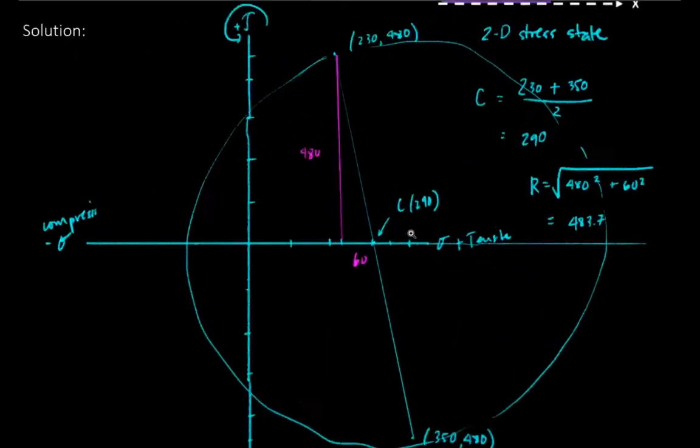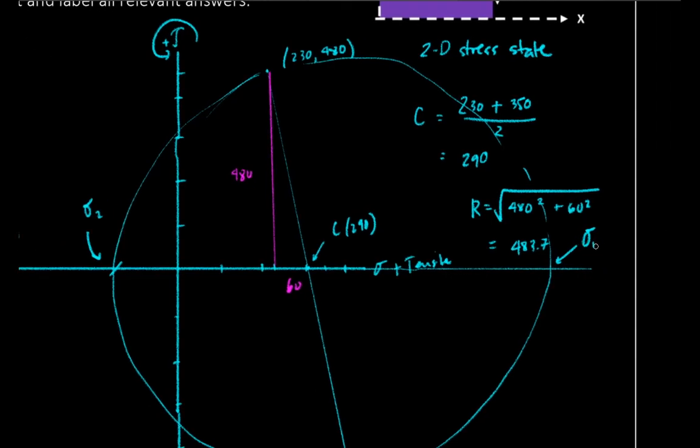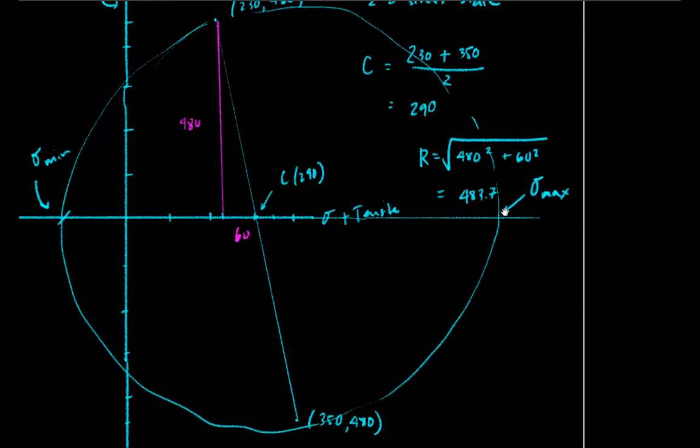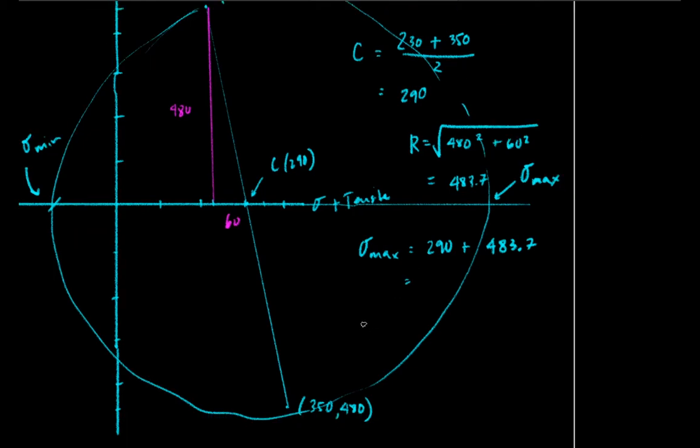Okay, so this is the sigma 2, and this is sigma 1, or we can call this sigma max, no? And this is sigma min. If you want to get this value, then we just add the center point. Sigma max is just equal to the center point, which is in this case 290, plus our radius, which is 483.7. I think you can compute that on your own, no?